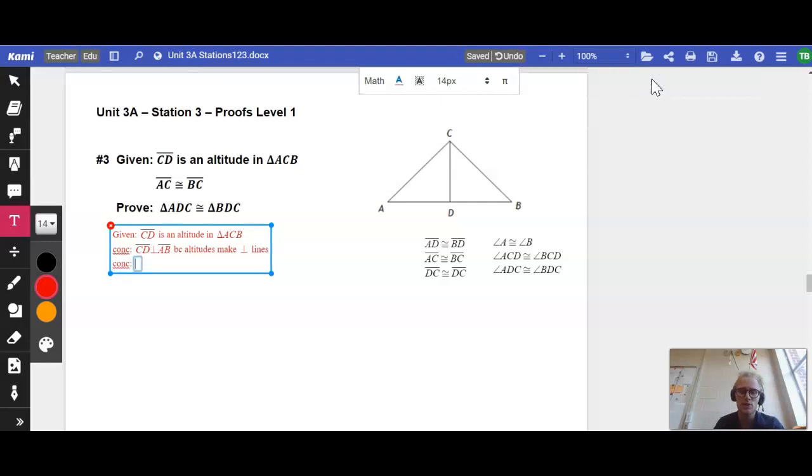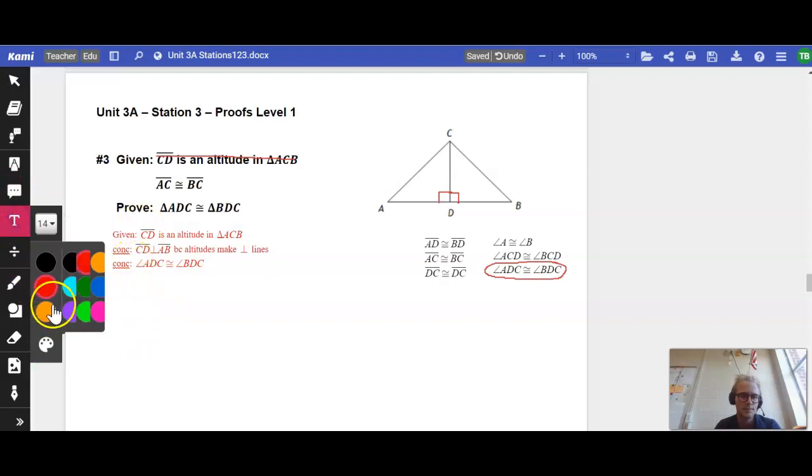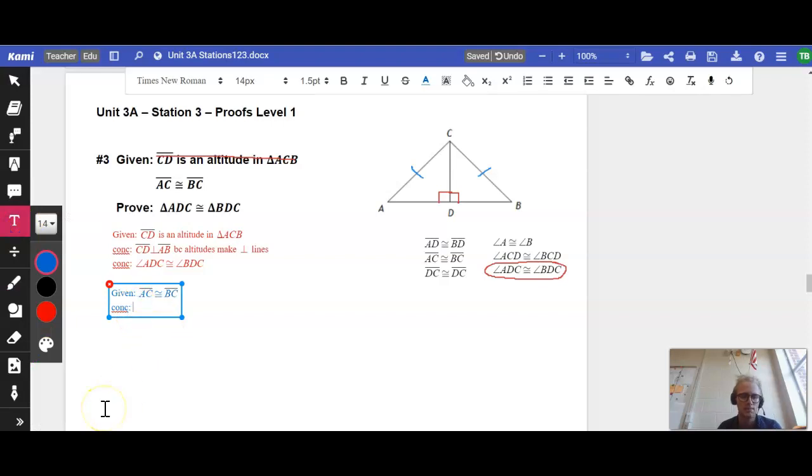So the two angles that we're going to get congruent here, I'm looking at my list, are angle ADC and angle BDC. And now I can mark my diagram. So ADC is a right angle and BDC is a right angle. Done with that given. Alrighty, on to my next given. Let me copy that down. I copied my given down and I drew it on my diagram.